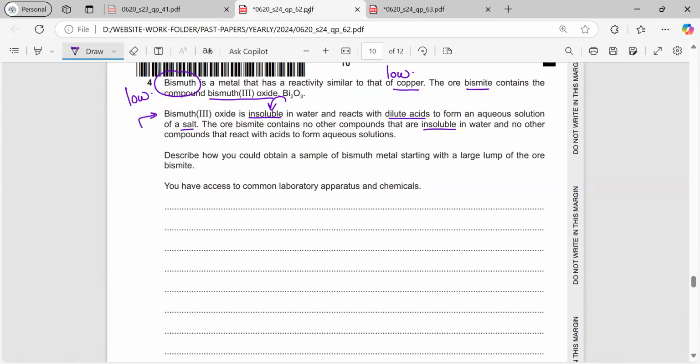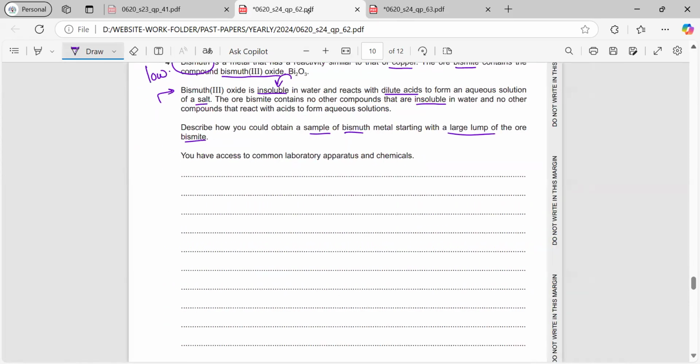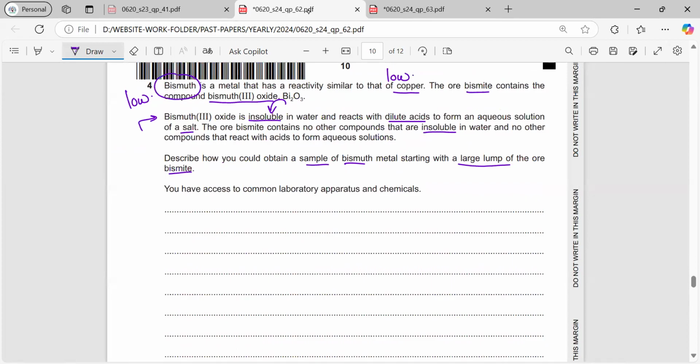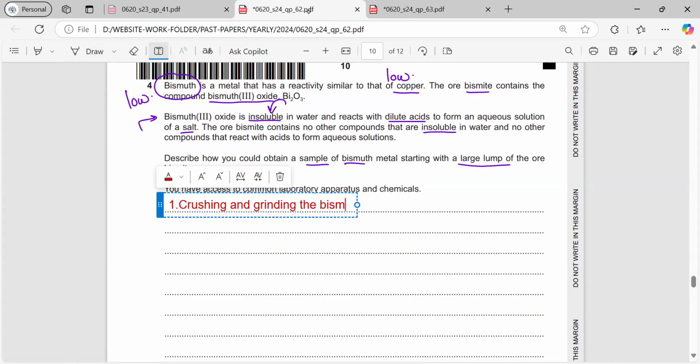Describe how you would obtain a sample of bismuth metal starting with a large lump of the ore bismite. You have access to common laboratory apparatus and chemicals. So in this question, if you have bismuth ore and you want to take out bismuth oxide from it, then you have to crush and grind it first by using mortar and pestle. So point number 1 will be crushing and grinding the bismuth ore by using mortar and pestle.